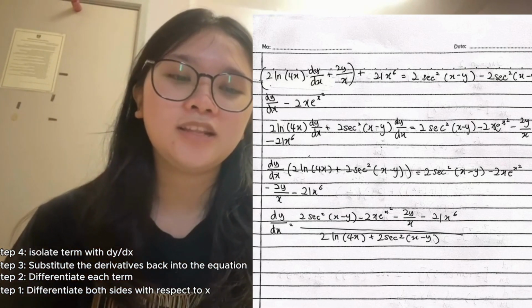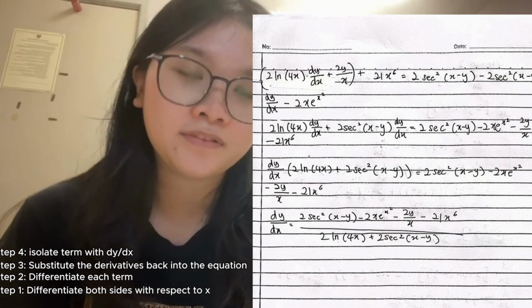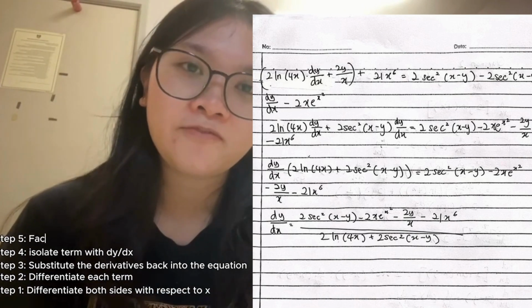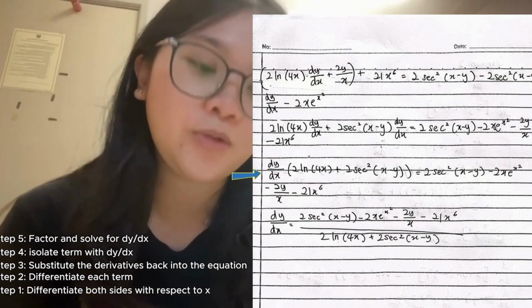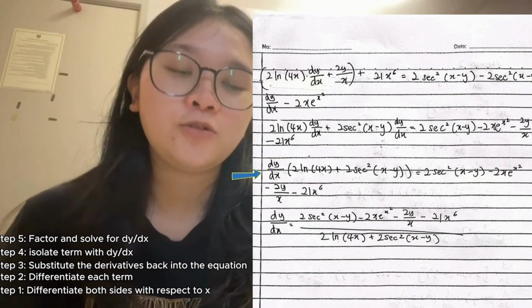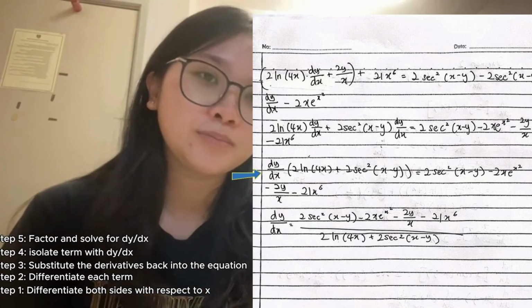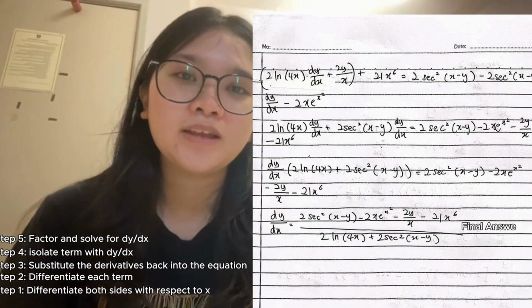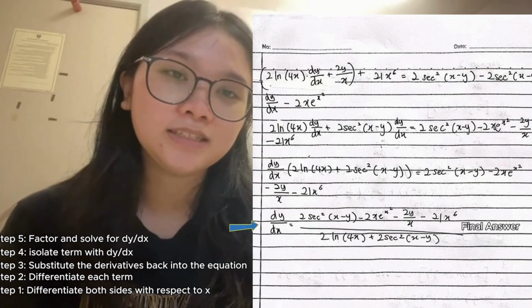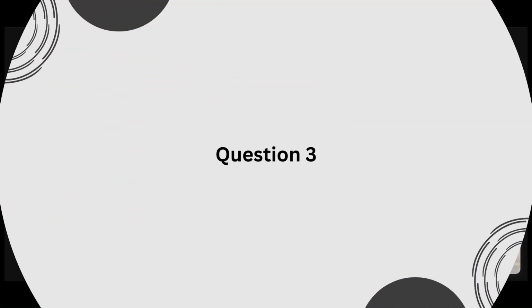After we isolate the derivative terms, step 5 is to factor and solve for dy/dx. So we need to factor out the dy/dx on the left side and keep the other terms on the right side. Finally, divide both sides by the term in the parentheses.